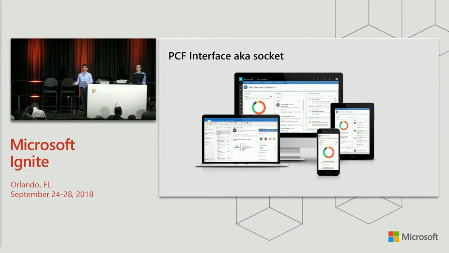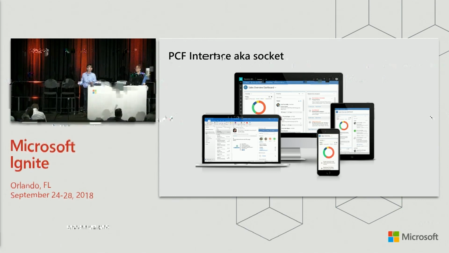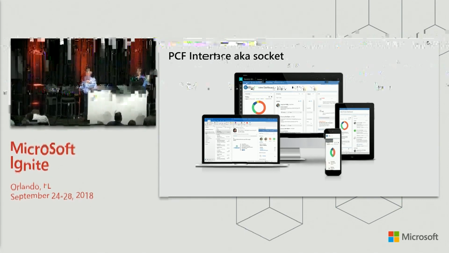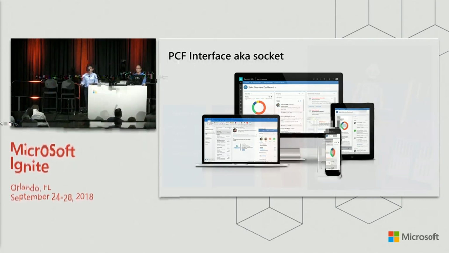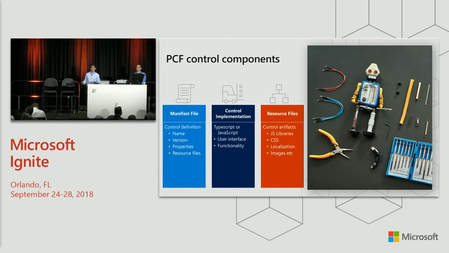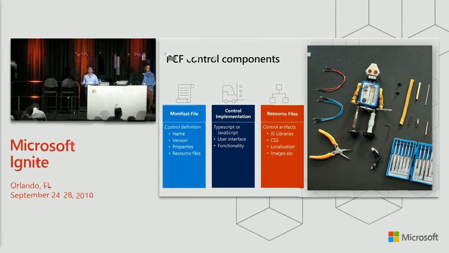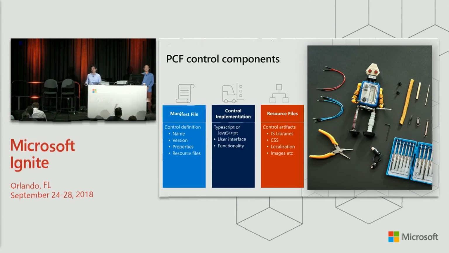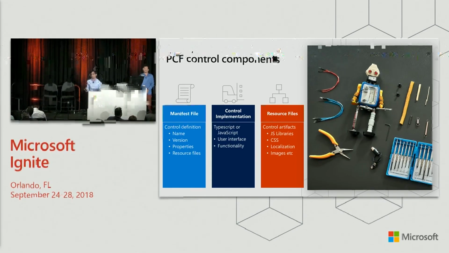So there are three main components in order to write the control. You need to have a manifest file which describes what the control is, the name of the control, version, library dependencies, and resources. The second one is control implementation. Right now we support JavaScript and TypeScript control authoring. And the third one is the resource file, all the resources the control might need. This could be images, dependent libraries, localization files, CSS files, and things like that.